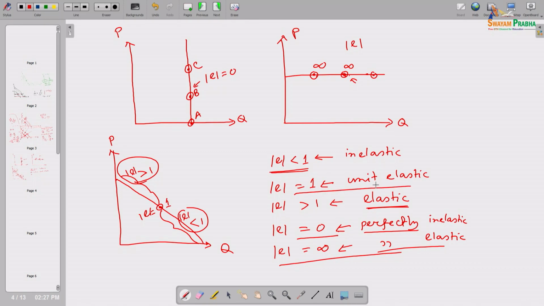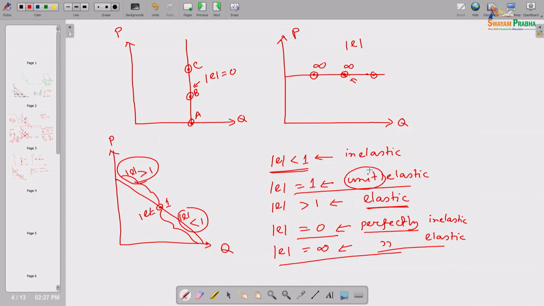Now, when it is 1, that time it is called unit elastic. Okay. So, this alternative terminology is nothing to memorize. If you logically try to understand, you can easily understand how the alternative terminologies are coming into the picture.